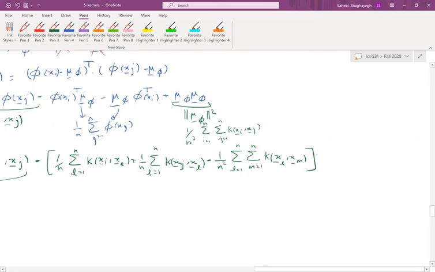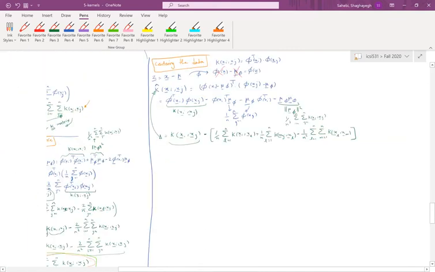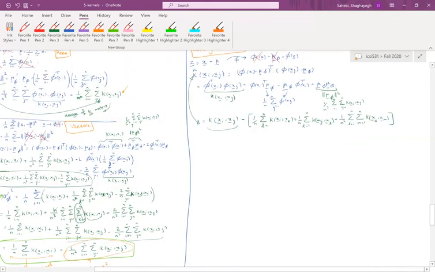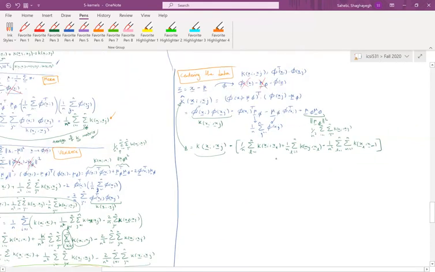Okay. From now on, we assume that in all of our feature matrices, we have the centered ones. We work with the centered ones. So basically, we assume that our k is centered. And if it is not centered, we can just use this to center the k.